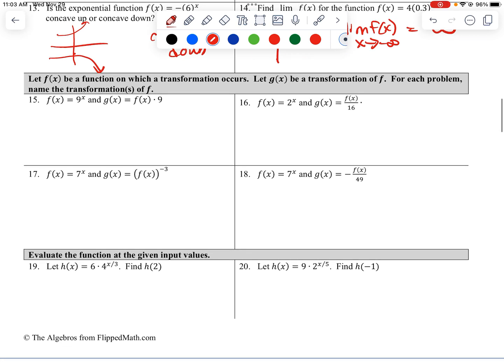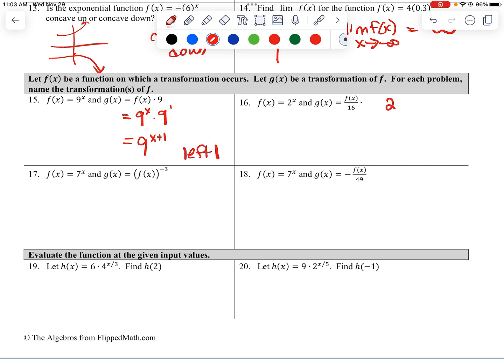Let f of x be a function of transformations. Let g of x be a transformation of f. For each problem, name the function transformation. So this one went f of x times 9. All right. Well, let's see. That's like 9 to the first. So as a common base, this is 9 to the x plus 1. So this moved it to the left 1.